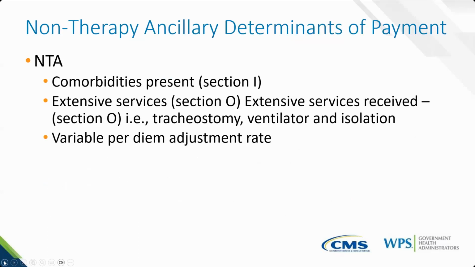And finally, under the non-therapy ancillary determinants of payment, you have comorbidities that are present that are coded in section I, extensive services received coded in section O, again, such as tracheostomy, ventilators, isolation, as well as any variable per diem adjustment rates. Again, I know this all seems a little heavy on background and what goes into PDPM classifications and calculations, but I assure you this is all for a reason.